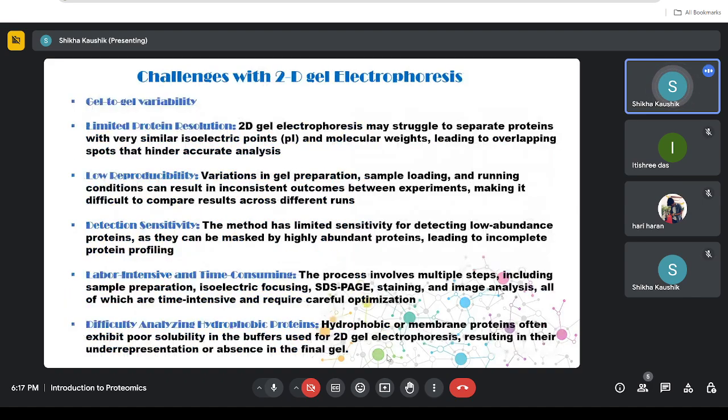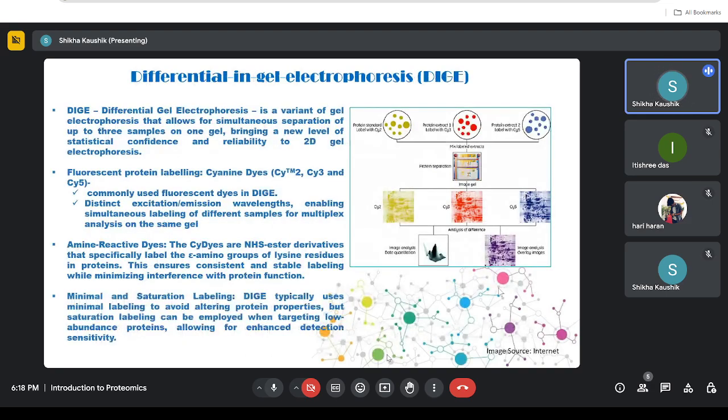As I have already said, there is a lot of variation, low reproducibility, and gel to gel variability in 2D gel electrophoresis. But when we shift to DIGE, we run up to three samples in one gel, and that gives you a lot of information as well as reliability of that particular gel, and I'll talk about how. So we use fluorescent protein labeling dyes, which are cyanine dyes. They are Cy2, Cy3, Cy5.